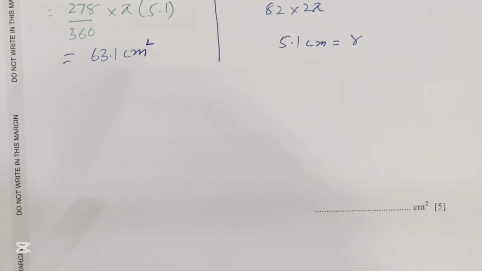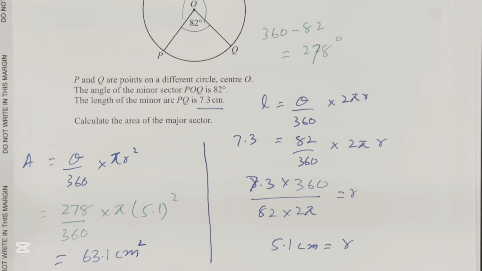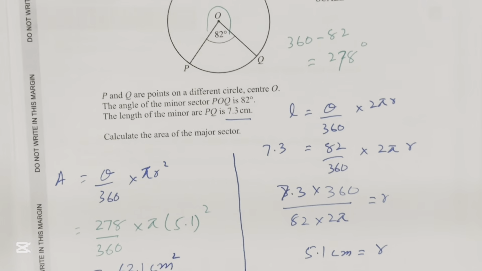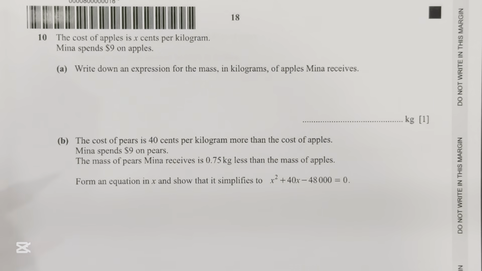So you can write your answer in the answer space, 63.1 centimeter square. So this was an easy question carrying 5 marks. Okay. Moving to the last question of the paper, that is question number 10.